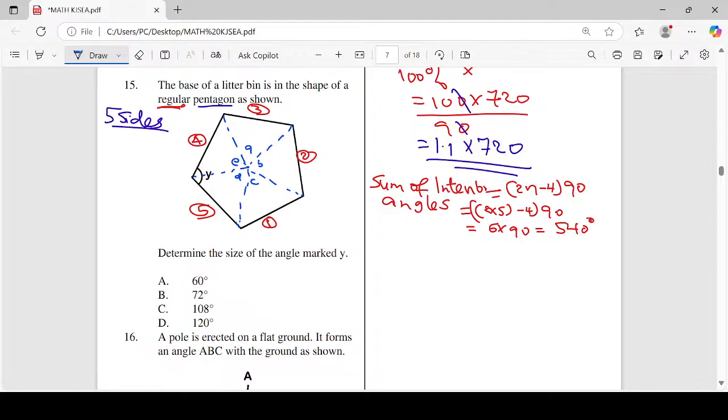Now, because I'm having 5 triangles, if you look at your triangles well, there's something you need to learn. Remember, our main interest is to determine the size of angle Y. And we've obtained the sum of interior angles as 540.